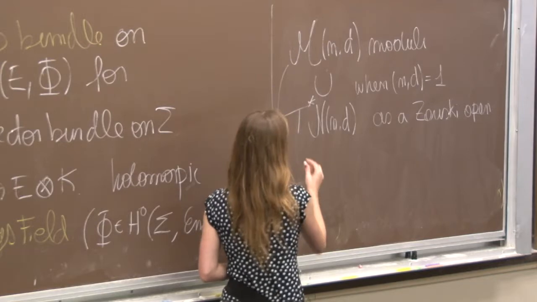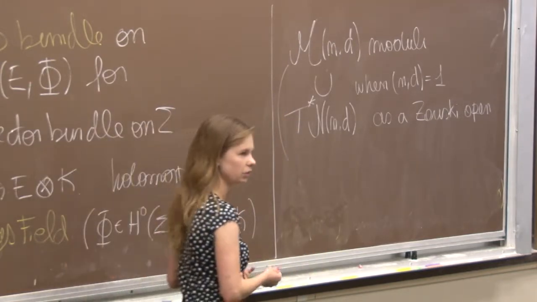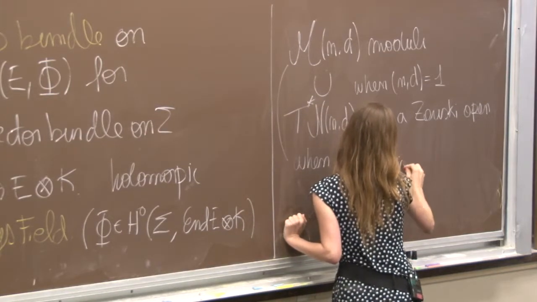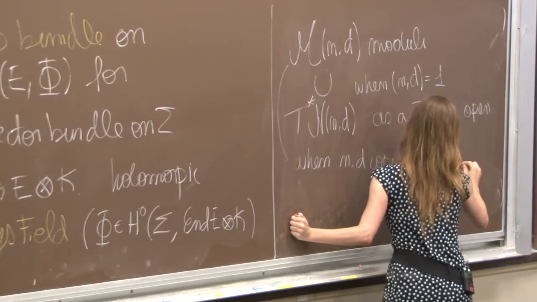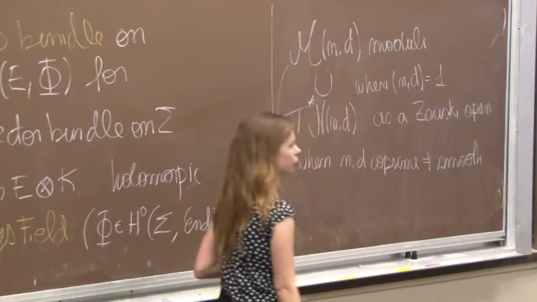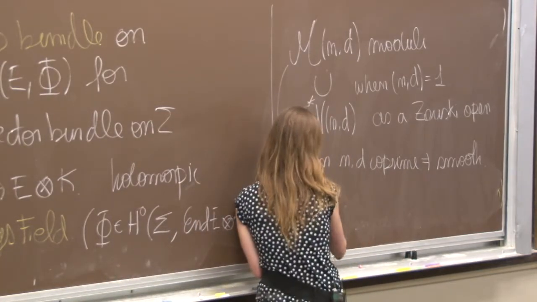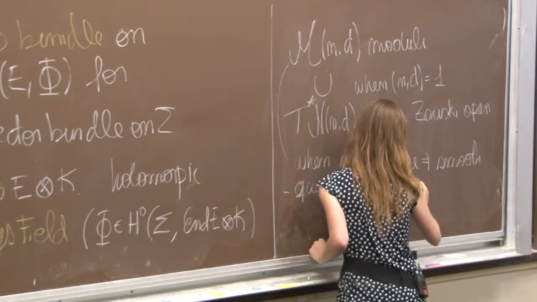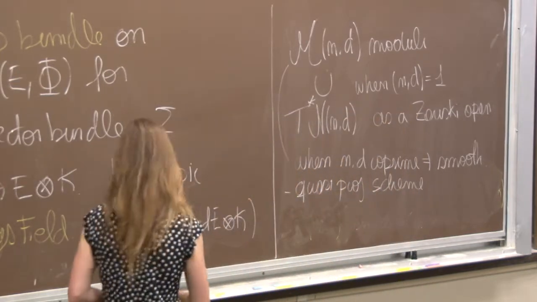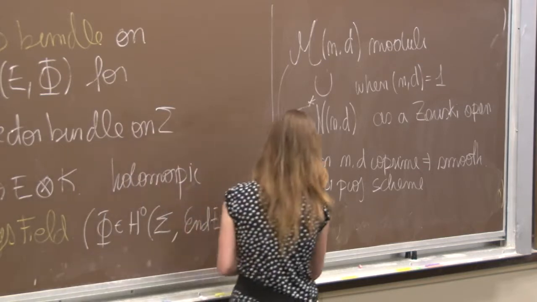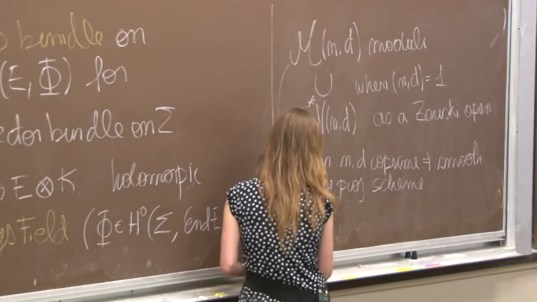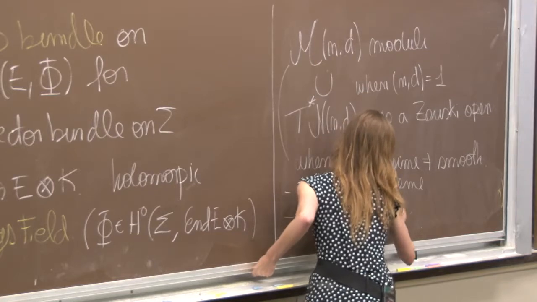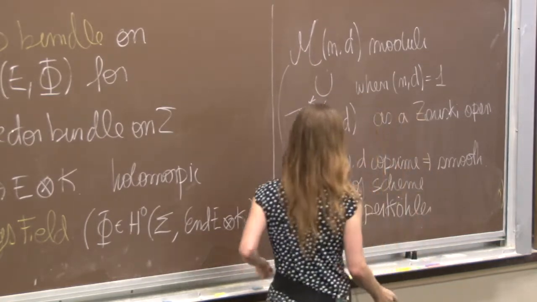And this moduli space will satisfy very similar conditions to the one of vector bundles. So when N and D are coprime, then it's smooth. It's a quasi-projective scheme in general, for those that like algebraic geometry, projective scheme. And it satisfies many properties that we're going to come back to. I'm not going to talk much about them right now, but they will be important tomorrow. So it is hyperkähler. This will be something very important for us.